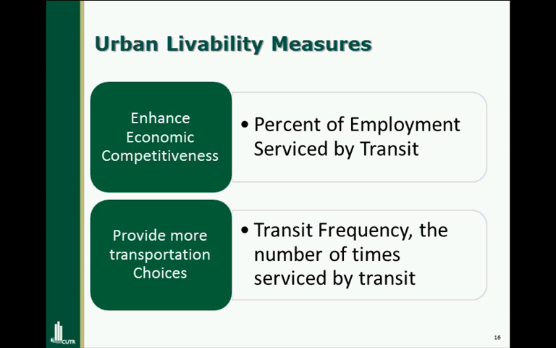And then provide more transportation choices. This is probably the most vital component for urban livability. We're looking at transit frequency, the number of times a census geography is served by transit. We created a quarter-mile walk buffer around every transit stop, and if a block was served, for the percentage of the block that was served, we gave it the frequency to that census block.